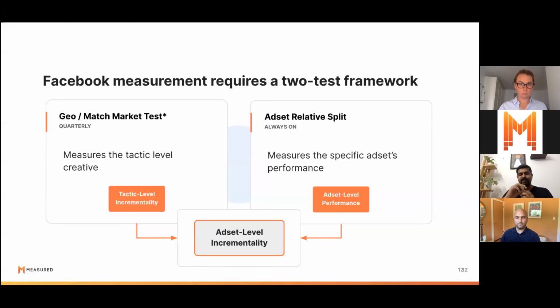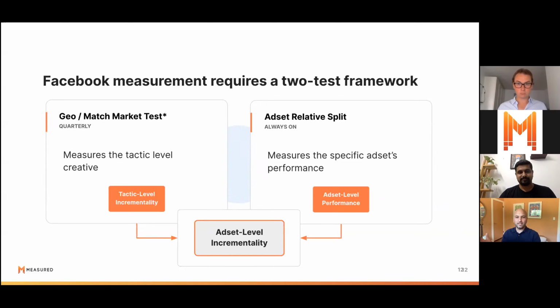For all the ad sets, you will get the relative performance, and you have the tactic-level incrementality from the geo testing available. We'll use that to calibrate the ad set level relative test and get the ad set level incrementality values. That's the two-test framework.